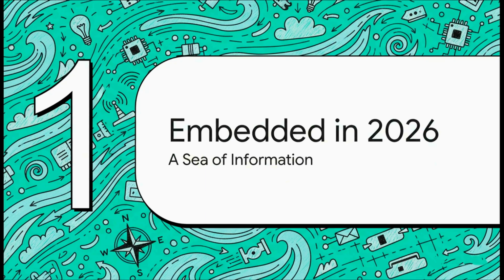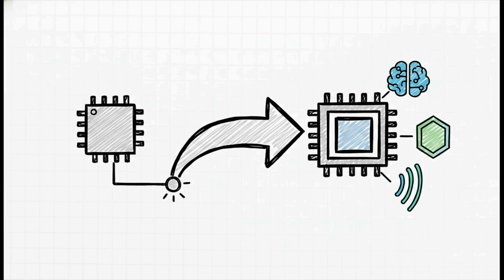So let's just start with the reality of the situation. Learning embedded systems today is a completely different beast than it was even just a few years ago. You see, the problem isn't a lack of information, it's an absolute sea of it. Honestly, your first real skill, before you even write a single line of code, is learning how to navigate that sea without getting lost.